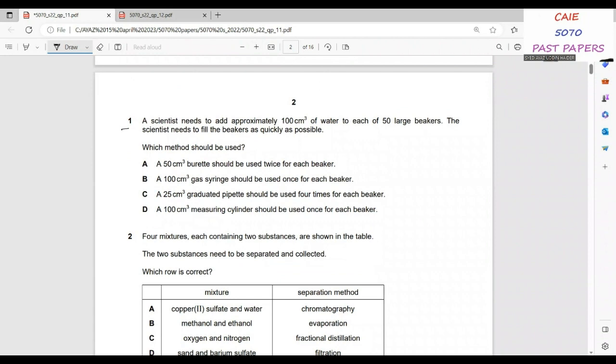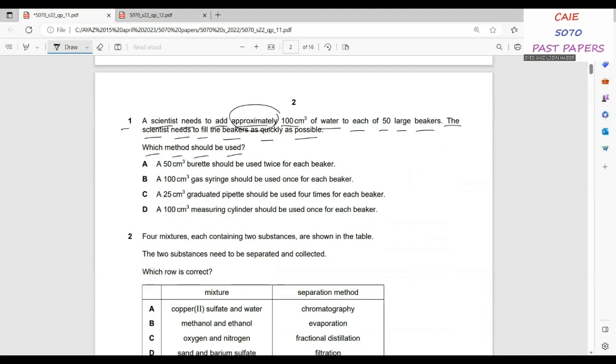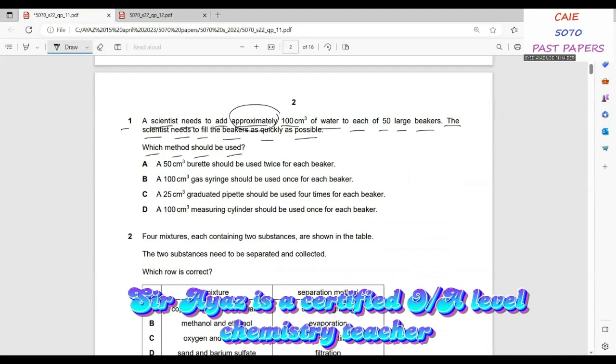Number 1. The scientist needs to add approximately 100 cm³ of water to each of 50 large beakers. The scientist needs to fill the beakers as quickly as possible. Which method should be used? So, the scientist is adding an approximate volume of water to each of 50 large beakers, so he must be using a measuring cylinder. So the correct answer for this question must be D.